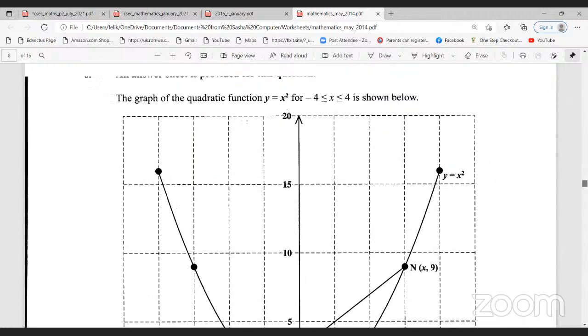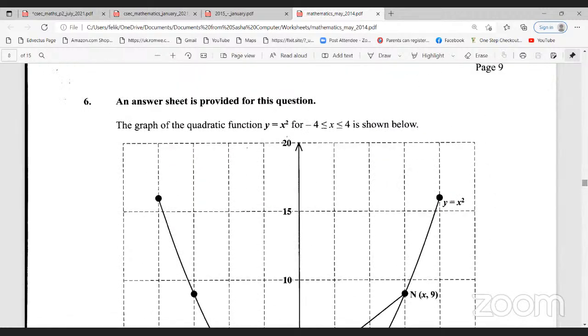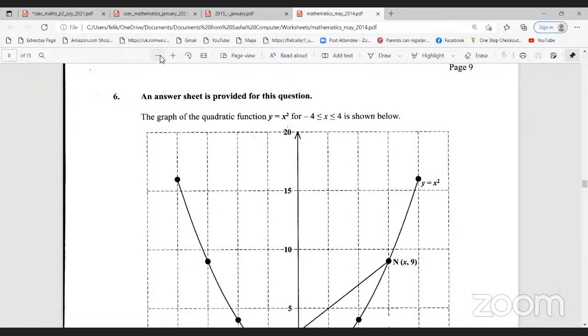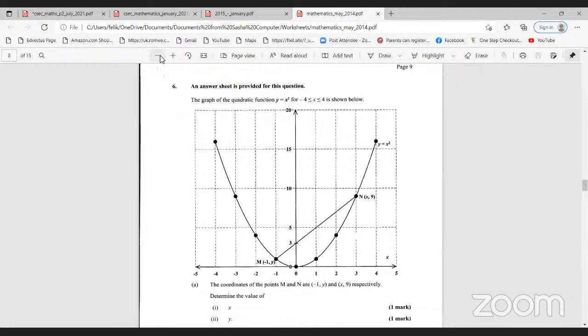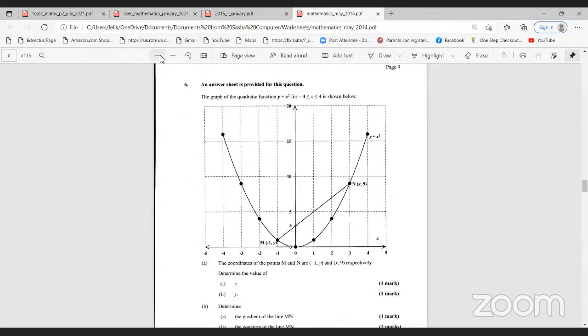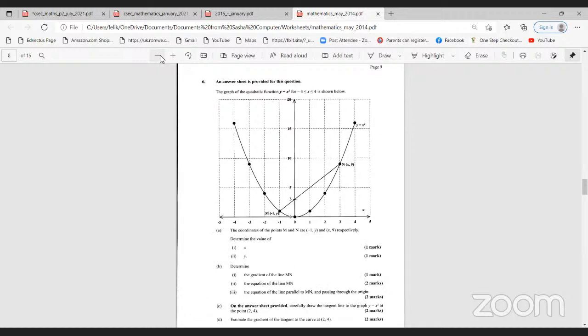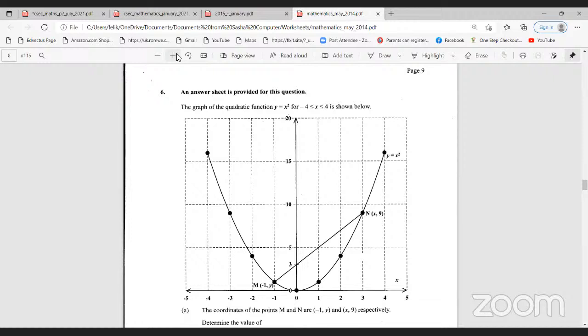Oh, here goes the question. Beautiful. All right, Marlon, pause that one that you're doing and let's work on this one together. It says number 6 that I need to be looking at for this question. Let me zoom out a bit. Okay, so looking at the question now. An answer sheet is provided for this question.